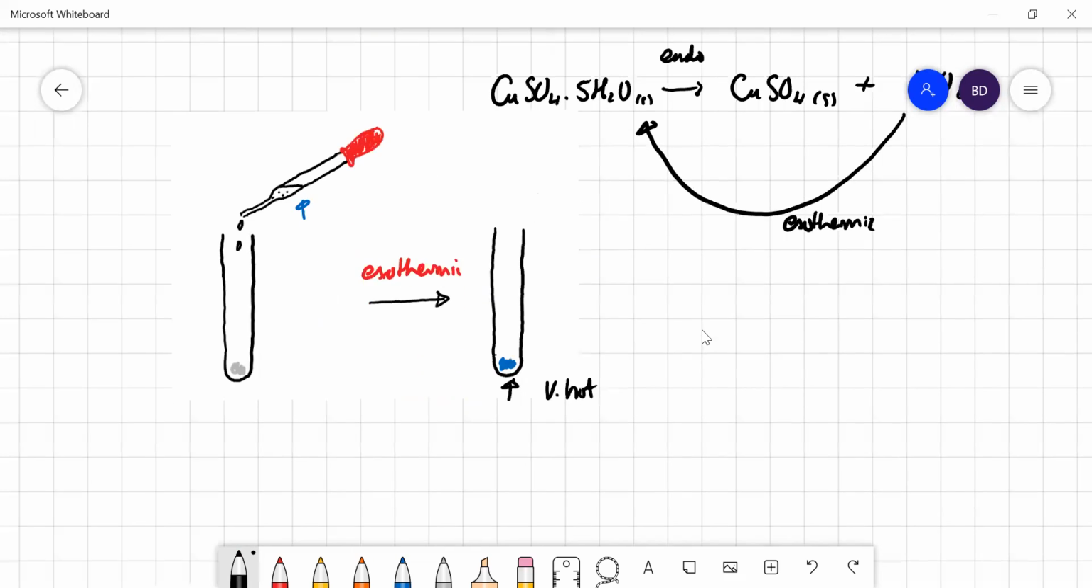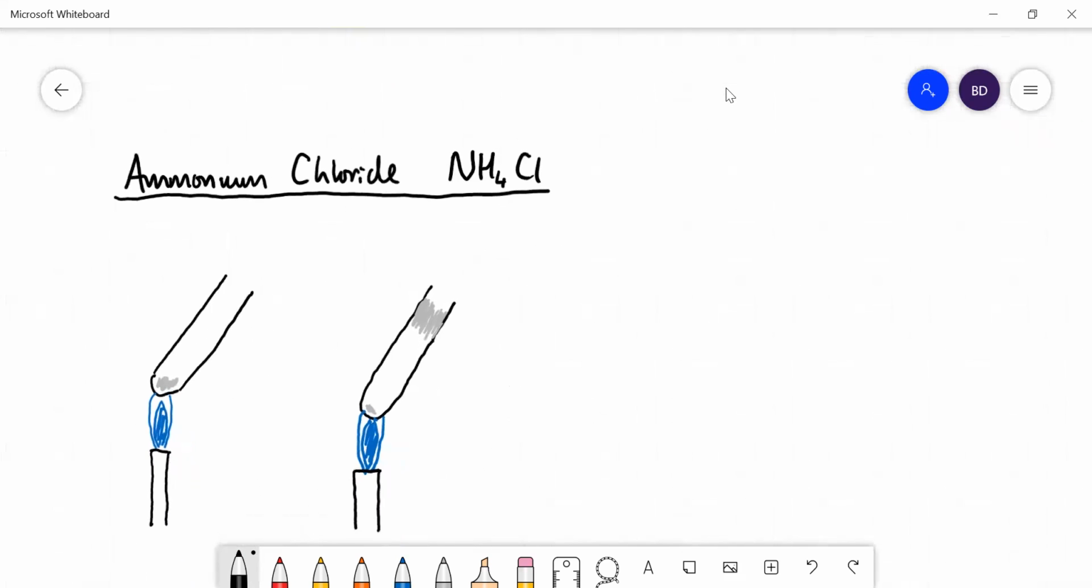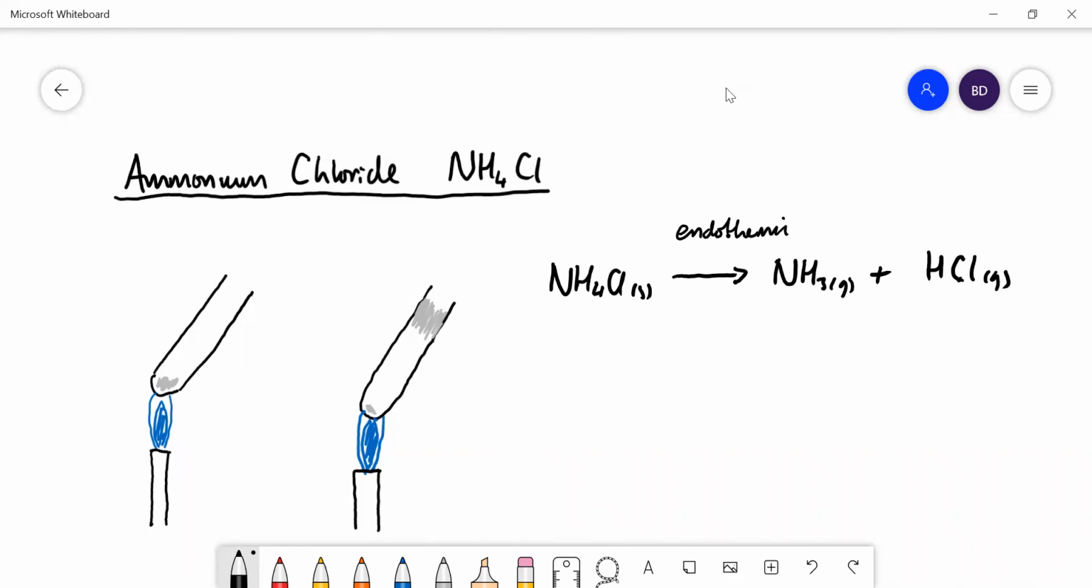The other example that they want you to know about is ammonium chloride. Ammonium chloride has that formula, and it's a white solid. It's an ionic solid, so it has a high melting point. But if you heat it up, it will decompose into ammonia gas and HCl, hydrogen chloride gas. We don't call it hydrochloric acid; we only call it hydrochloric acid when it's dissolved in water. It's covalent, a hydrogen chloride gas, and that is pretty endothermic. You've got to provide heat energy, and the heat energy gets converted to chemical energy.